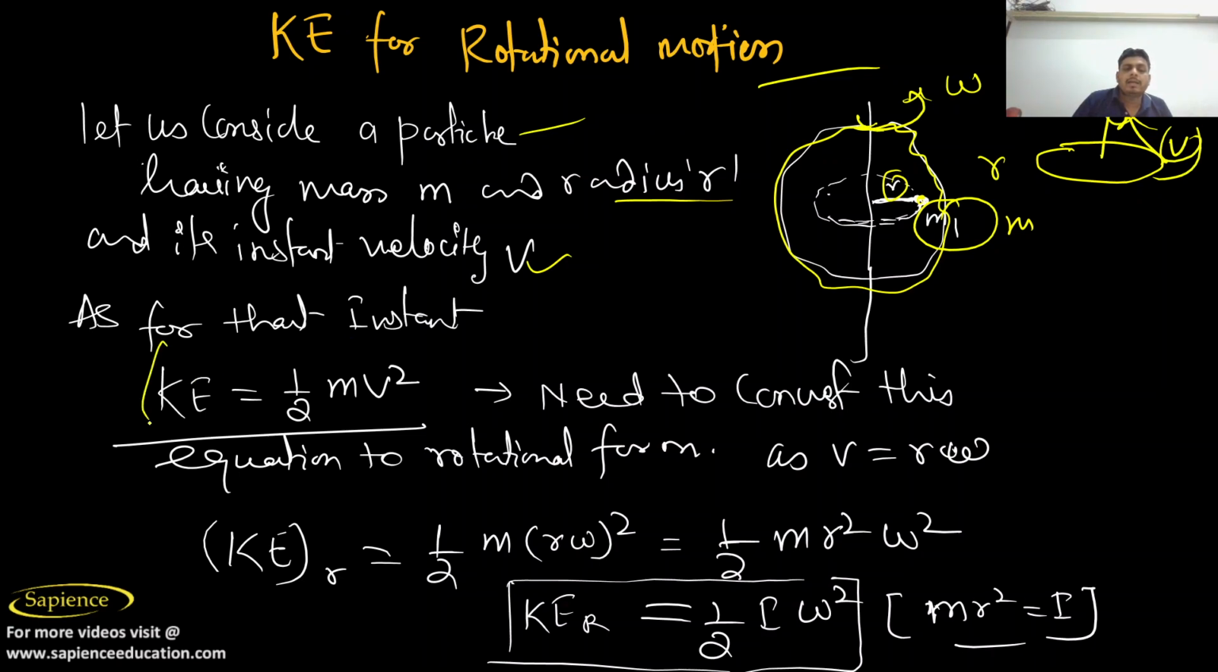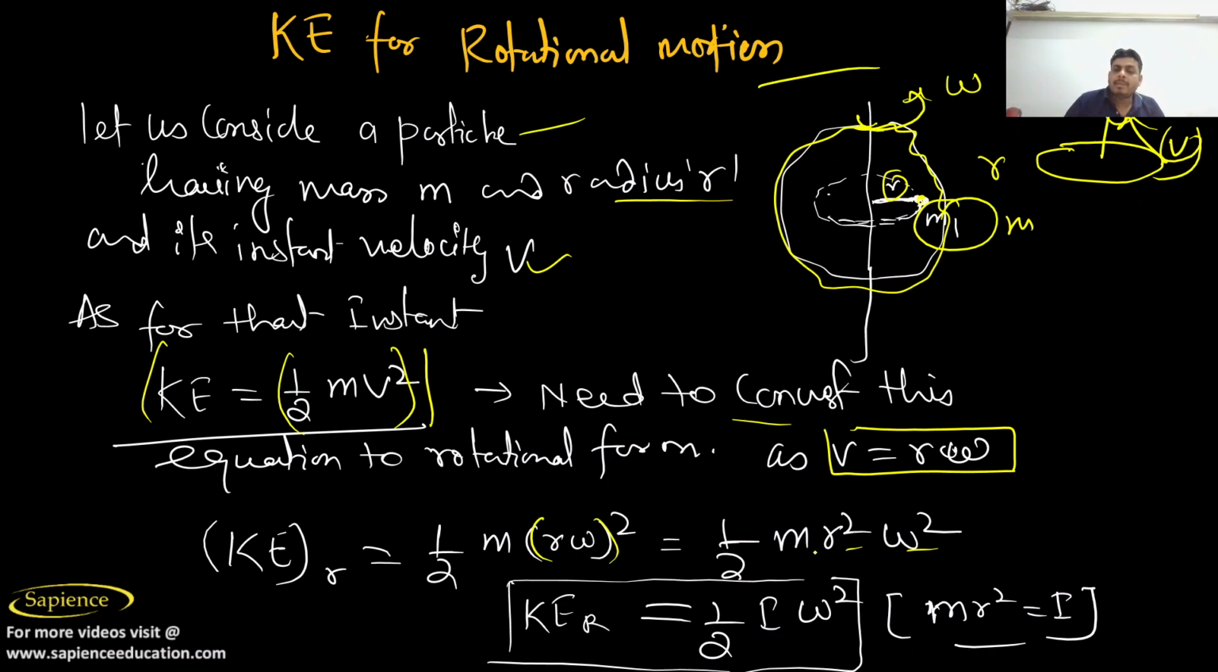So can we write the kinetic energy at that instant as half m v square, because we know that kinetic energy is half m v square in linear motion? Now we need to convert this into rotational form. We know the equation of rotation, v is equal to r omega. So can we put v is equal to r omega, whole square? What you will get is half m r square into omega square. Okay.